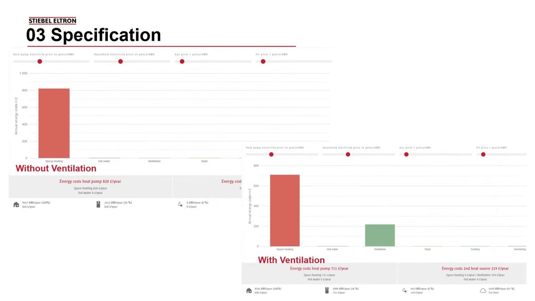If you are planning on installing or have already installed a Stiebel Eltron heat pump, you can use our heat pump tool on the toolbox. In the heat pump tool, you can calculate the costs of running a decentralized MVHR system with a heat pump, as well as showing how many kilowatt hours can be saved with the installation of decentralized MVHR.